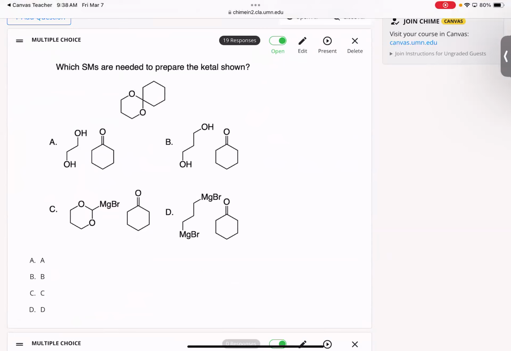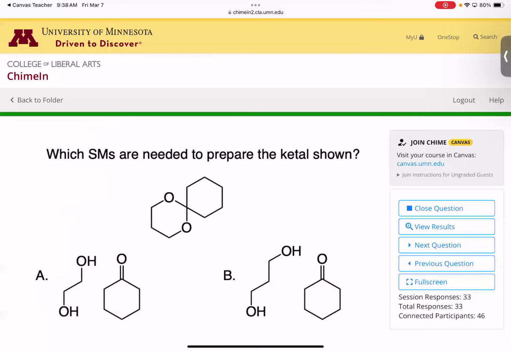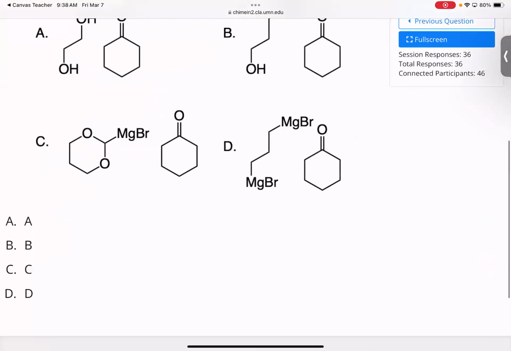All right, what starting materials? How can we make this? As always, you're welcome to check with the person next to you, see if you got the same answer, and debate it out if you didn't. It's a little bit challenging to see, so let's start to see where people are at.